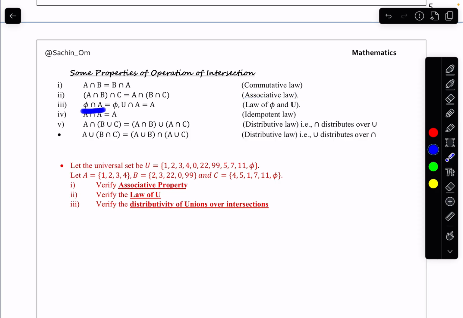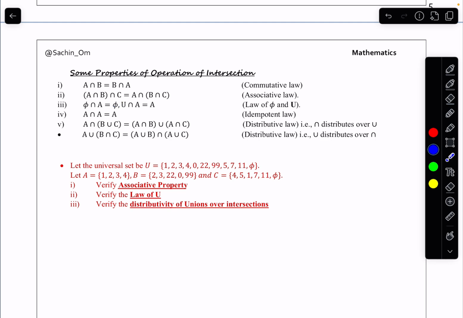Phi intersection A is the same as phi. Now when we talk about taking common elements, we consider the elements which are common to both the sets, but phi has nothing in it, so there would be nothing common in them both, and that's why we have the intersection equal to phi.